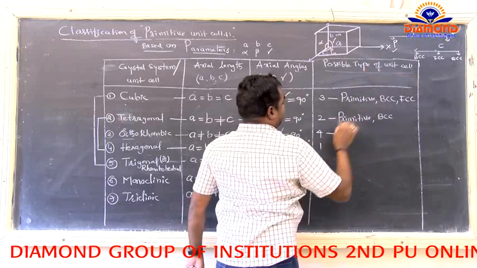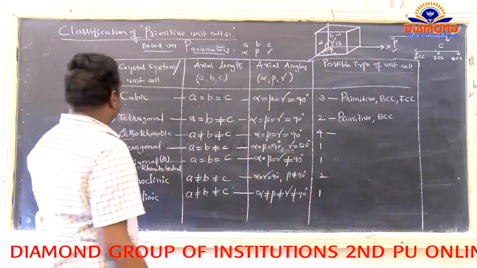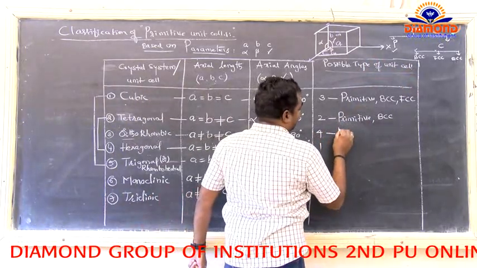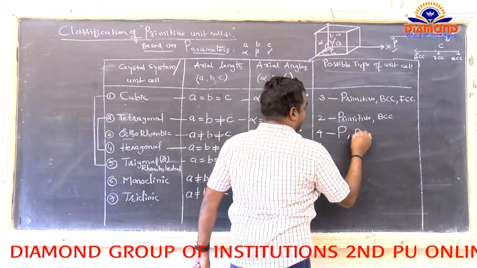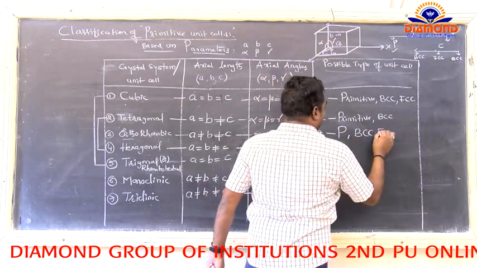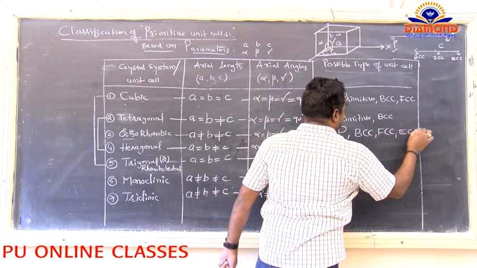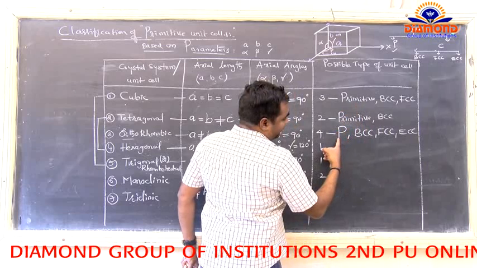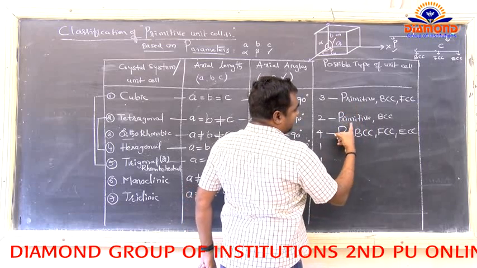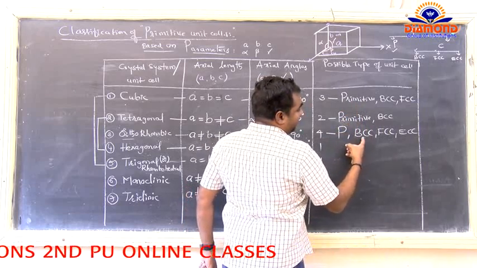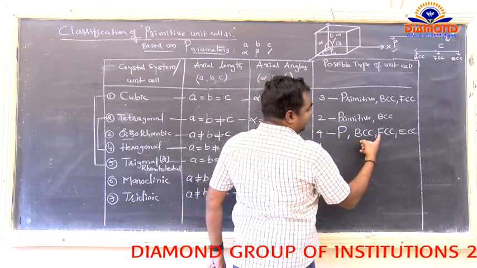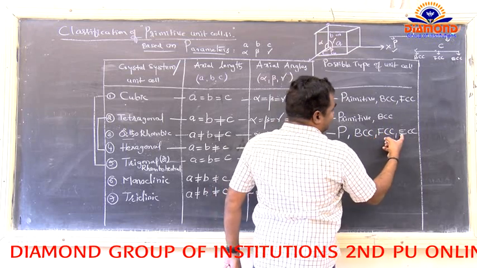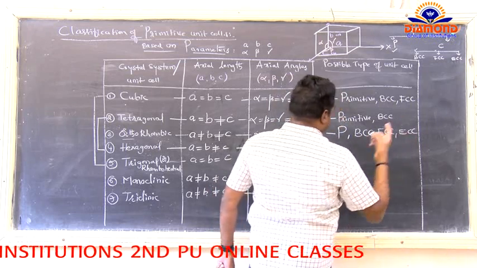Next 4. Remember the 4 comes under the third case, which belongs to the orthorhombic. So the fourth one: primitive, next BCC, next FCC, next ECC. So P means primitive unit cell. Next BCC, body centered unit cell. FCC, face centered unit cell. ECC, end centered unit cell.